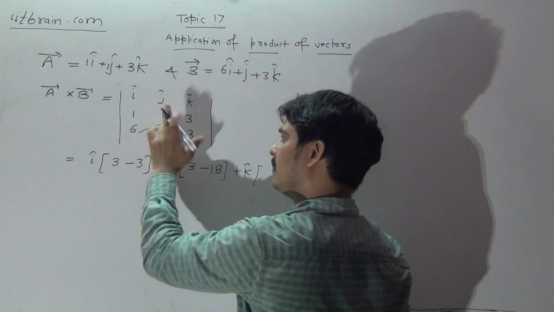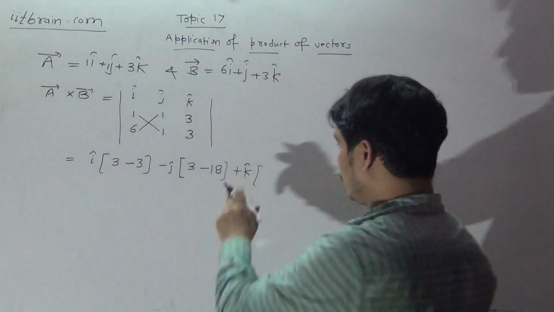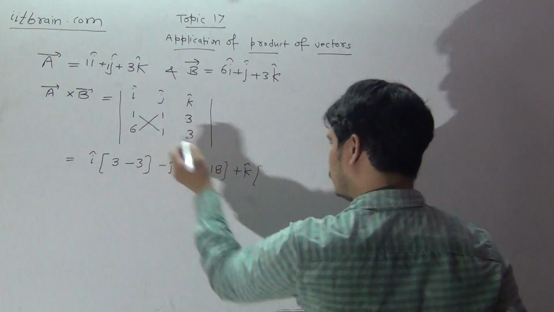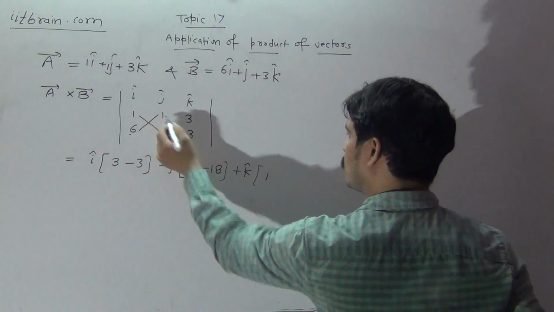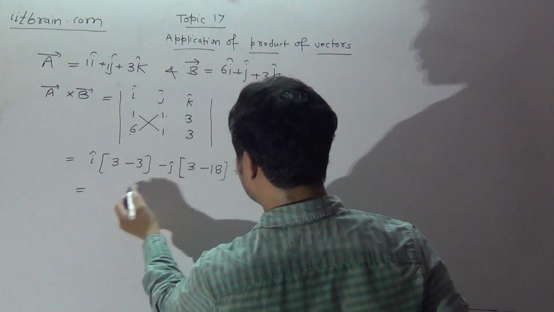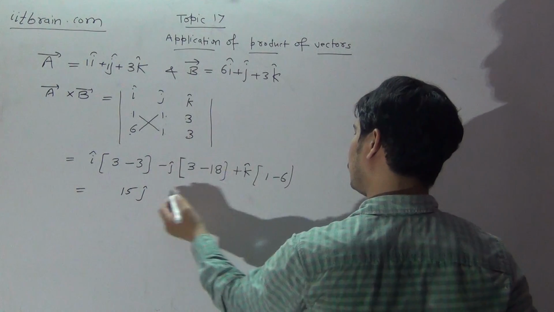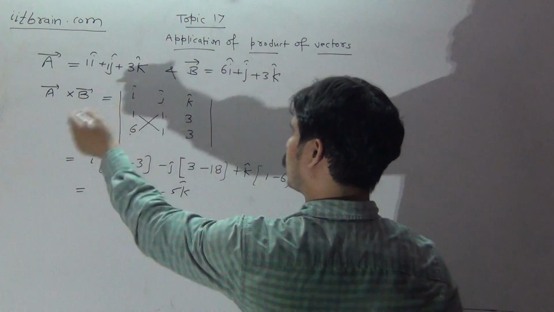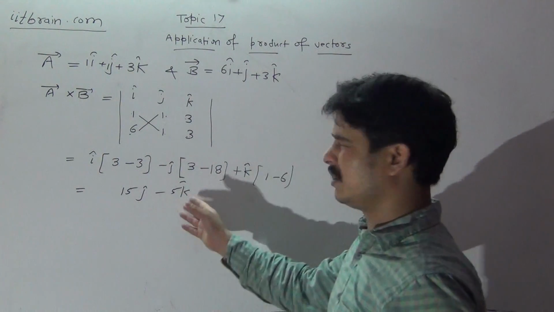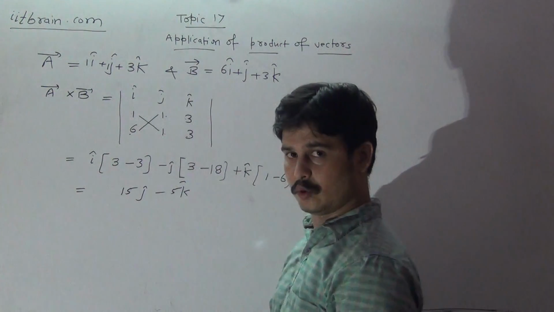And with k we have to take this cross multiplication. With k it will be 1 1 ja 1 and 6 1 ja 6 minus. So final answer will be 0i. There is no term of i. It is 15j minus 15 minus plus 15 minus 5k. So cross product of a and b is 15j minus 5k. Then this is the way to make cross product between two vectors.